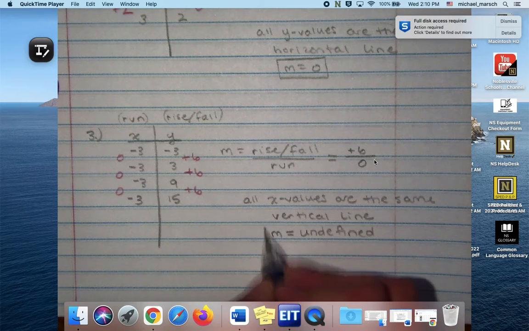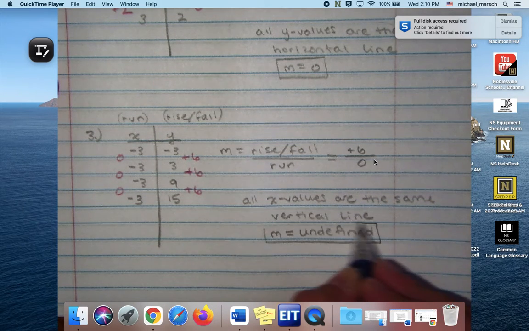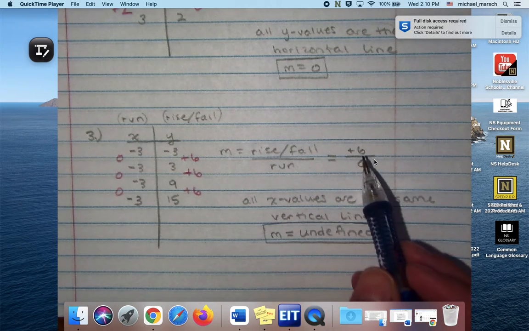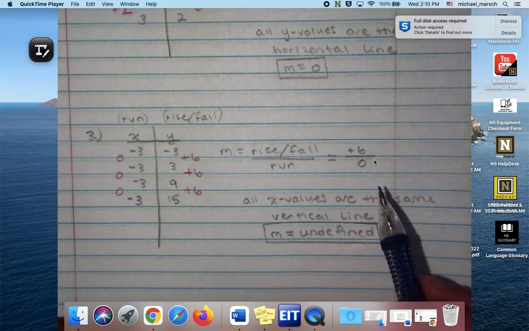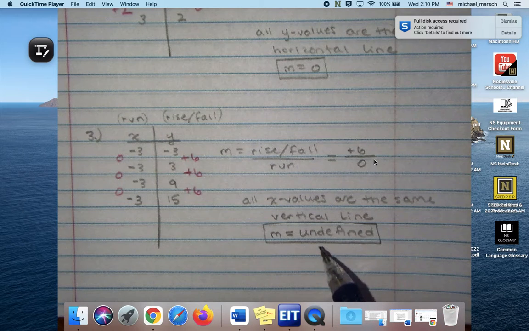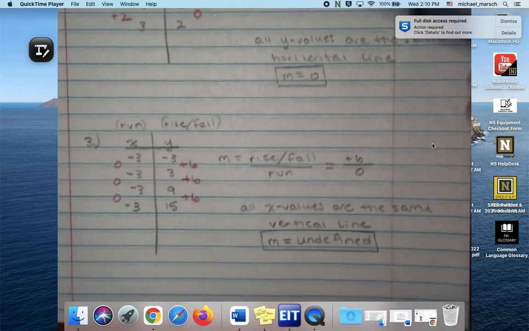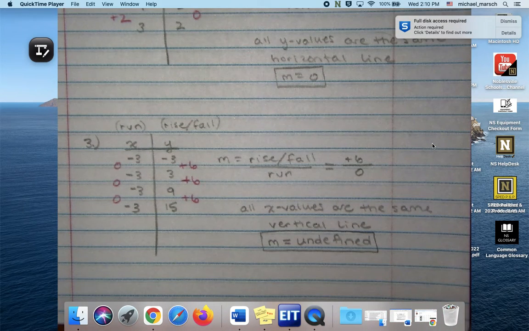Okay, so our slope is undefined if it's vertical, meaning you can't take 6 and divide it by 0. If you did it in your calculator, you'd get an error. That's how you know the slope is undefined. But if it's a horizontal line, your slope is 0, always. Okay?